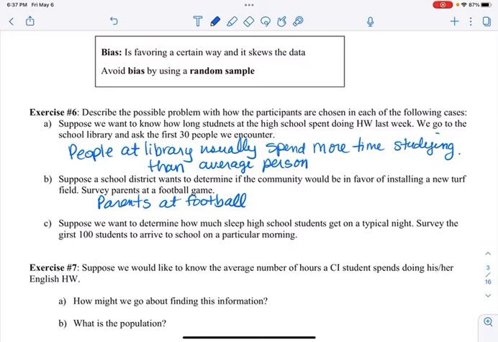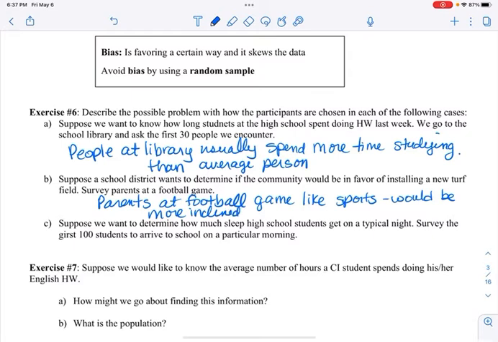So parents at a football game like sports, would be more inclined, not always, but they would be more inclined to want a turf field.